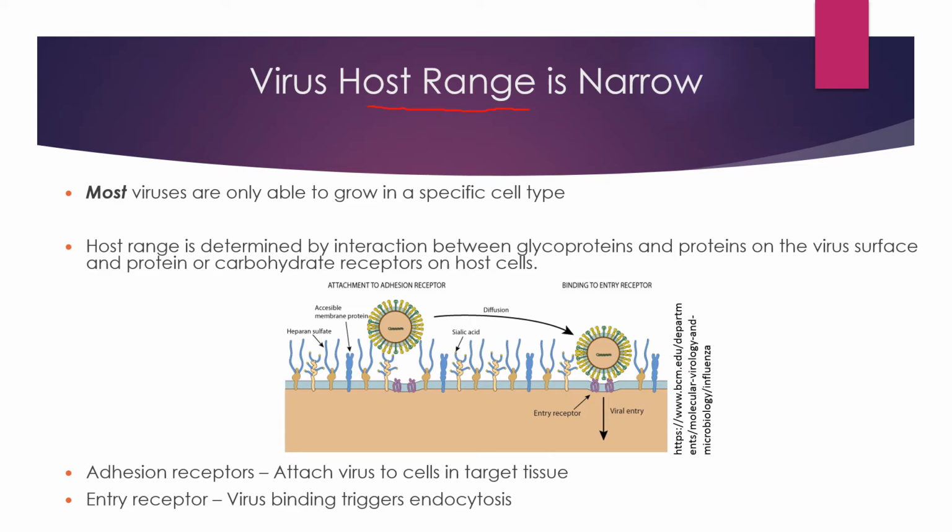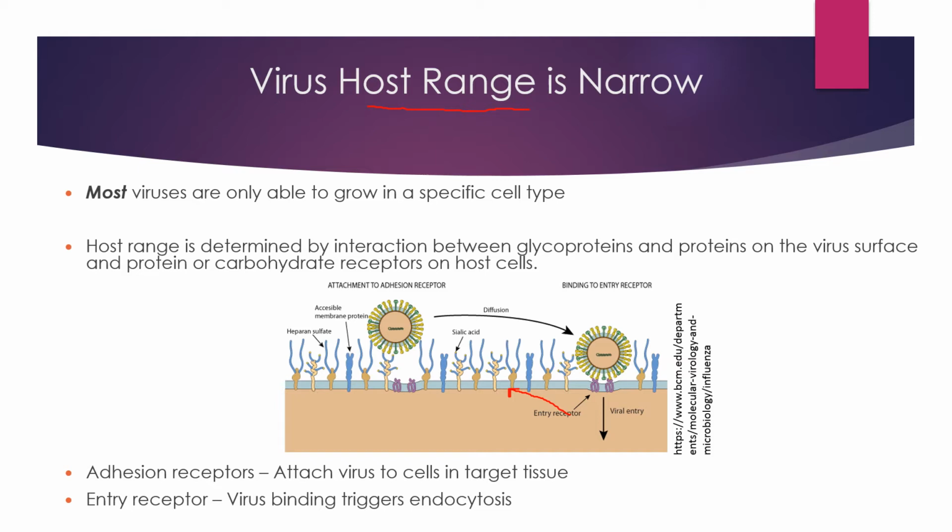Host range is determined by interactions between viral glycoproteins and viral proteins on the surface of the virus, and proteins or carbohydrates, which are called receptors, you can see them here, on the surface of the host. You can think of the viral part of this interaction as being like the key, and the host part of this interaction as being like a lock. In order for a virus to enter a cell and infect it, it's got to have the right key.